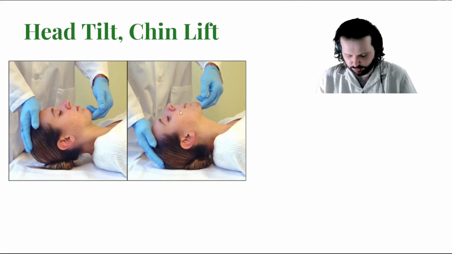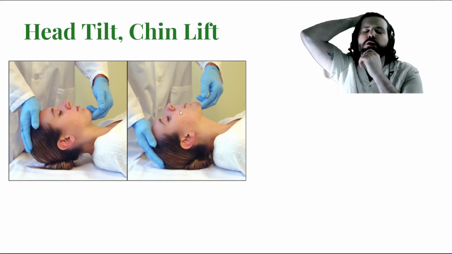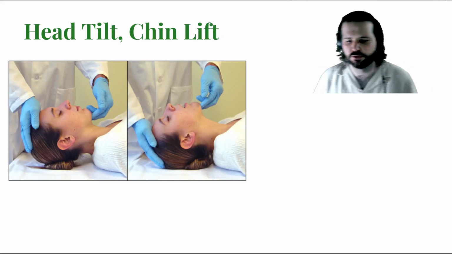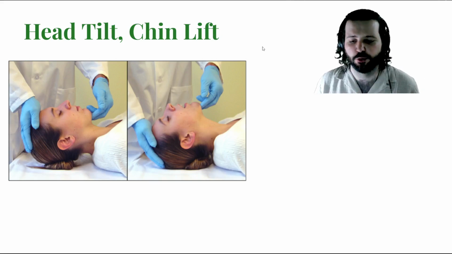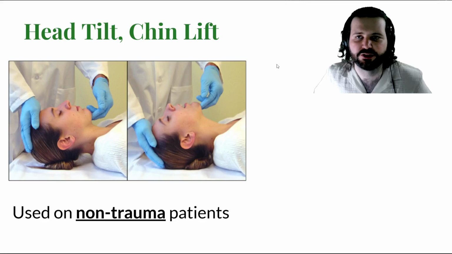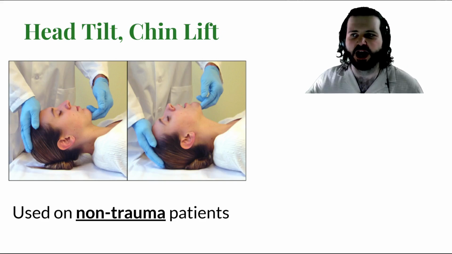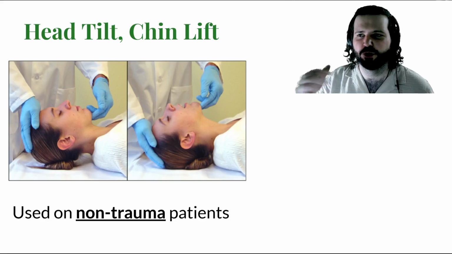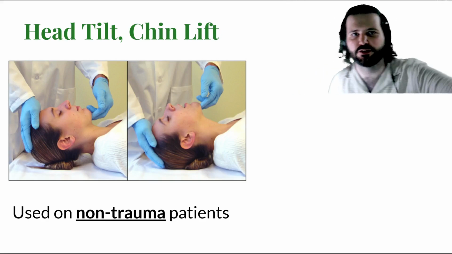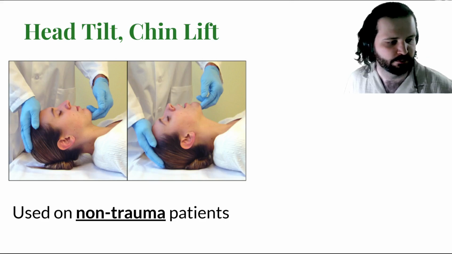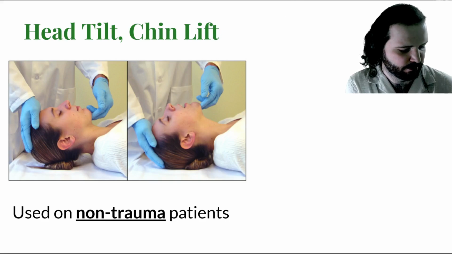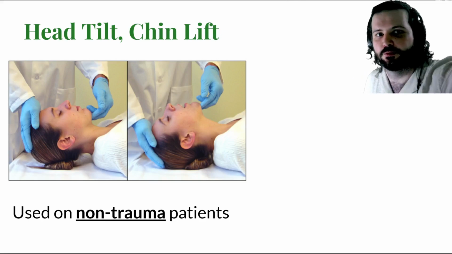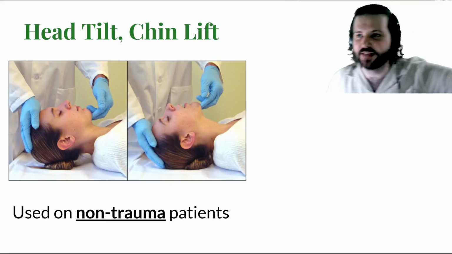If somebody is snoring and we do this, it's going to help them breathe because it reduces the amount of blockage. Now, the important thing is we're only going to use this on people who we suspect not to have had a traumatic injury. We're worried about their C-spine, right? What does the head tilt chin lift do to that C-spine that we consider so important? Yeah, exactly. It bends it, right?